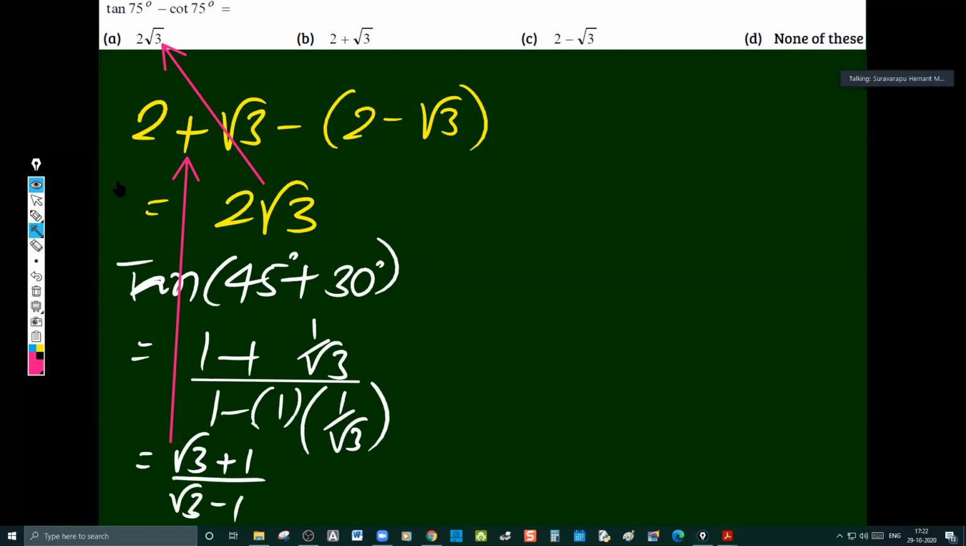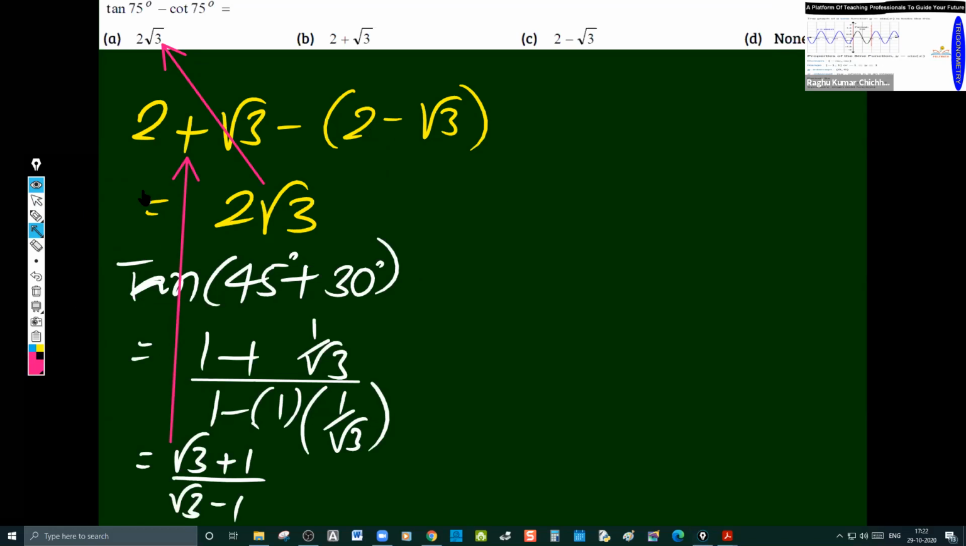All right, sir. Yes, but better you remember these values. Cot 75 is 2 minus root 3. Tan 75 is 2 plus root 3. If tan 75 is 2 plus root 3, cot 15 is also 2 plus root 3. If cot 75 is 2 minus root 3, then tan 15 is 2 minus root 3. I hope you understand that.